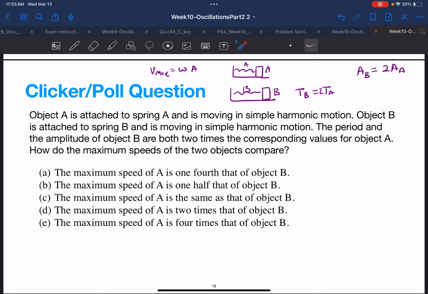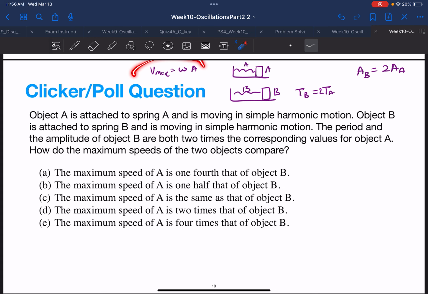So what we're being told is, here's object A, attached to spring A. Here's object B, attached to spring B. The period and the amplitude of object B are 2 times the corresponding values. So the period of B is 2 times the period of A, and the amplitude of B is 2 times the amplitude of A. They want us to compare the maximum speeds of the 2 objects.